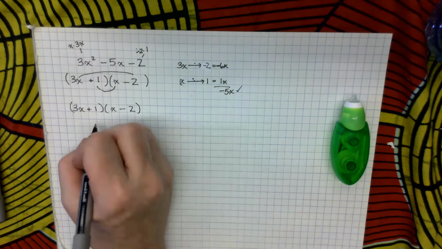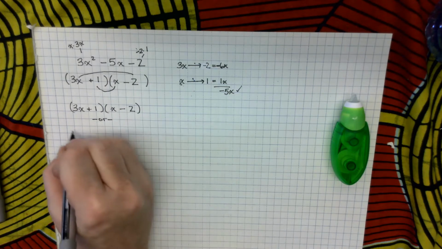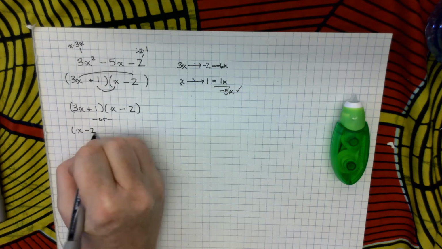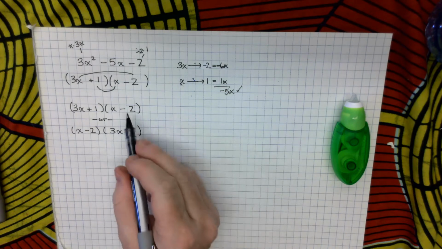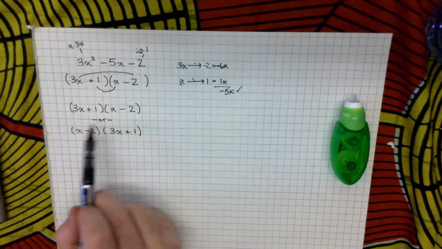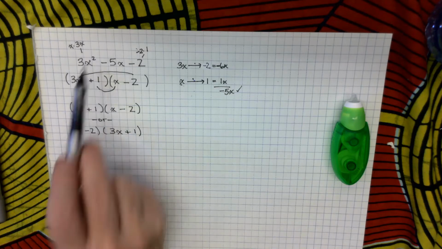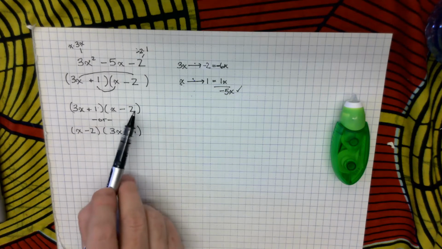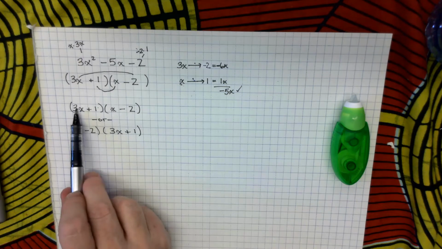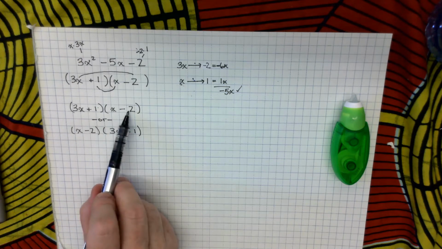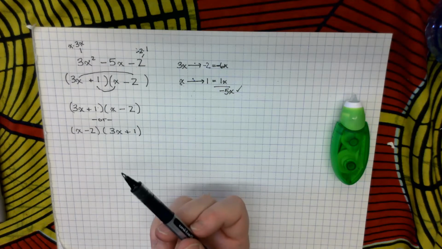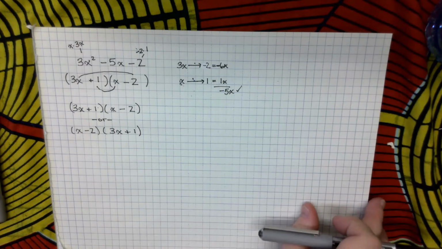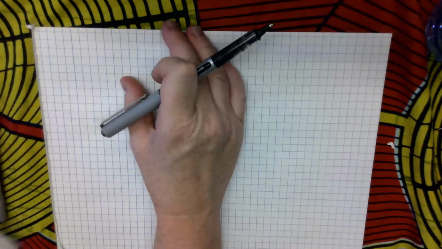And if you were trying this at home, you might have gotten x minus 2 times 3x plus 1. And both of those answers are correct, and we can just check it. So 3x times x is 3x squared. 1 times negative 2 is negative 2. 3x times negative 2 is negative 6x. 1 times x is x, so negative 6x plus 1x is negative 5x, so we know it's correct. And I'll just do one more with you, okay?